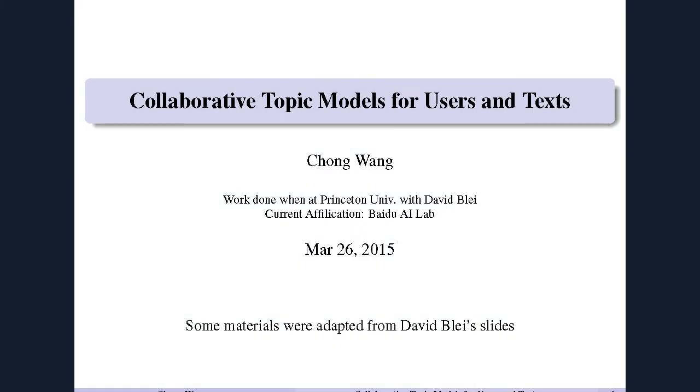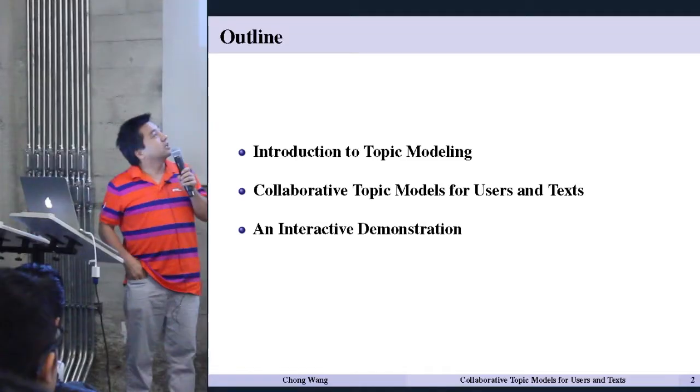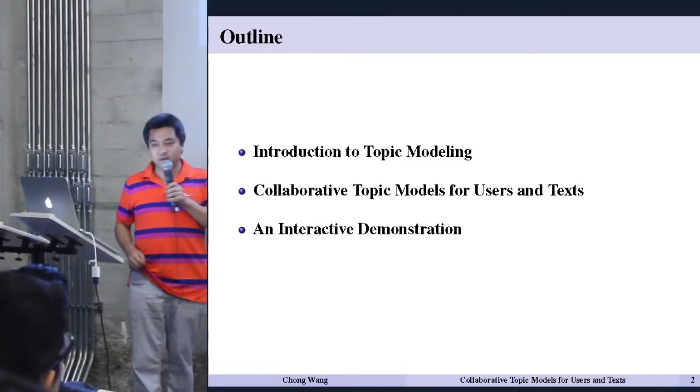I'm going to talk about a collaborative topic model for users and text. This is joint work with my advisor at Princeton, David Blei. And I'm now at Baidu AI Lab.